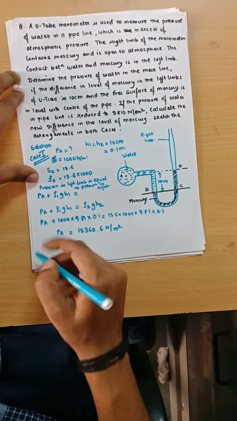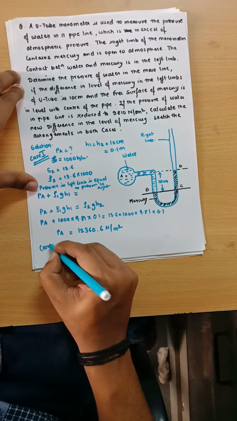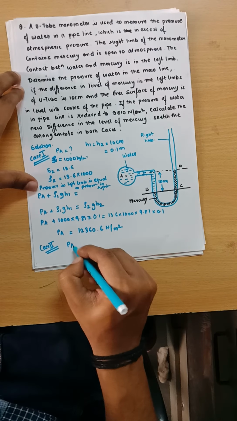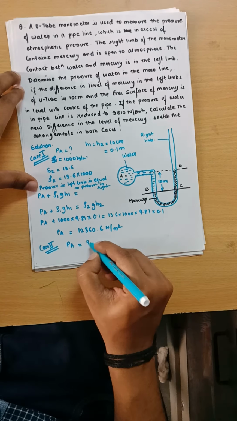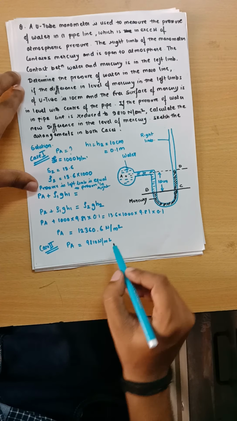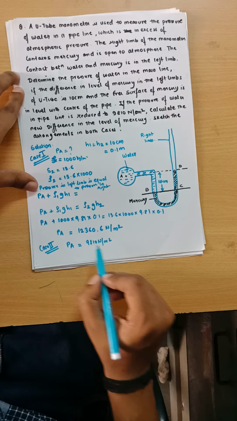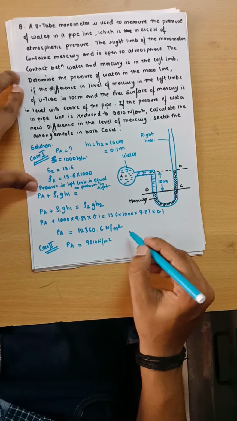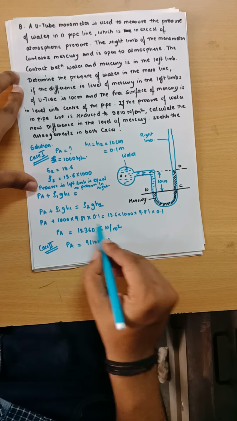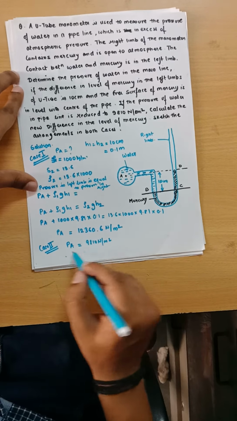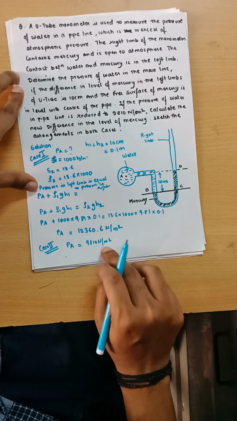Now we will see the second case, that is case 2, in which the pressure at A is given as 9810 Newton per meter square. As you can see, previously we calculated the pressure at A, which came out to be 12360.6 Newton per meter square. So this value is greater than the value given in case 2. So what will happen in this case?